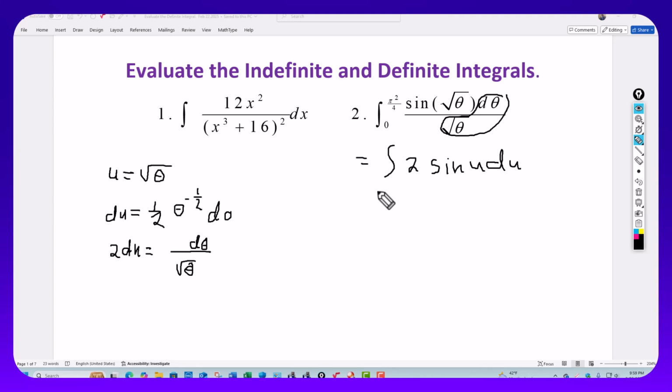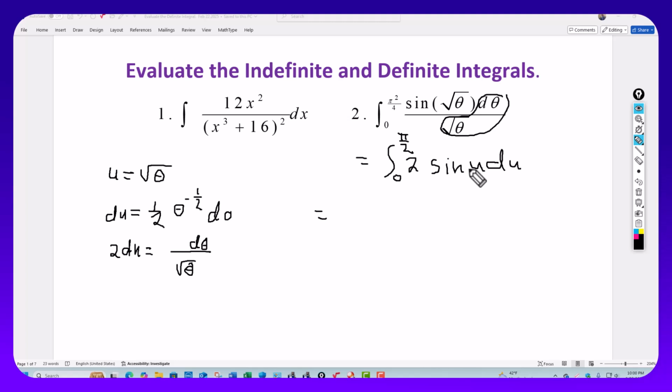Now I'm dealing with the variable u, and remember the original limits of integration involve theta. So let's go to 0. When theta equals 0, u equals the square root of 0, that's still going to be 0, so this is not going to change. This will be 0 here. And when theta equals pi squared over 4, u will be the square root of that. The square root of pi squared is pi, and the square root of 4 is 2. So this becomes pi over 2. Now we're set. We have everything in terms of u, and the limits are now in terms of u.